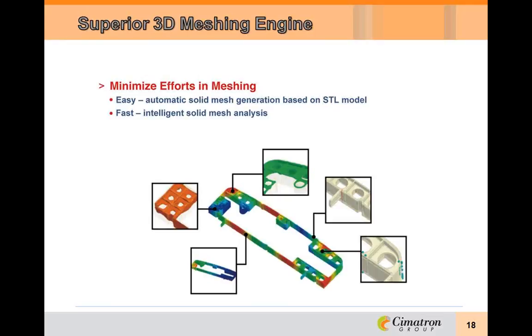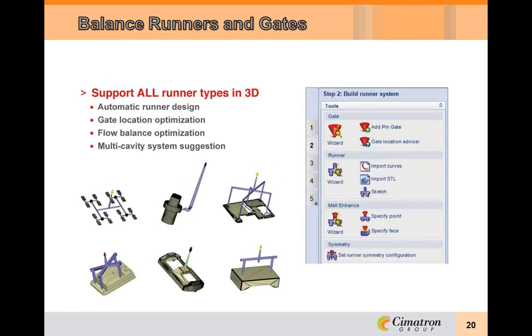eDesign provides the most friendly pre-process environment. The most advanced meshing technology is employed to help users generate true 3D solid mesh of outstanding quality without the need for any pre-process work. eDesign Runner Wizard provides powerful yet intelligent guidance for your design. Now you can define runner systems and optimize the mold design with ease.